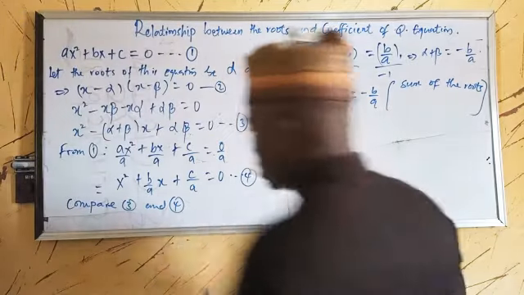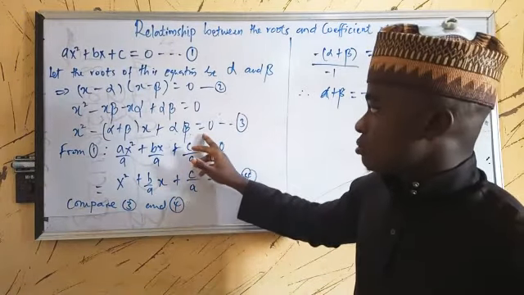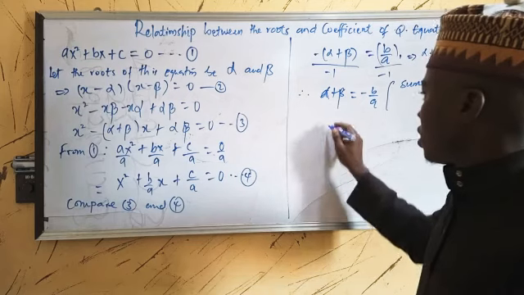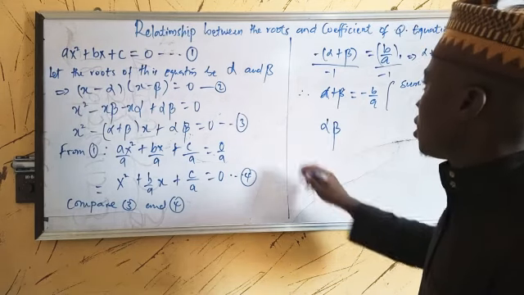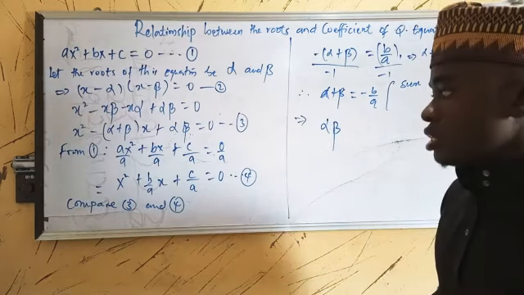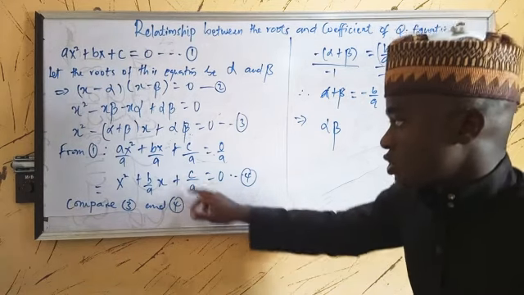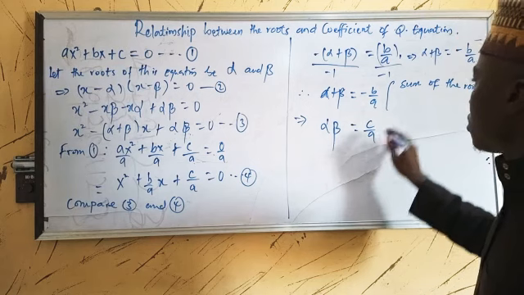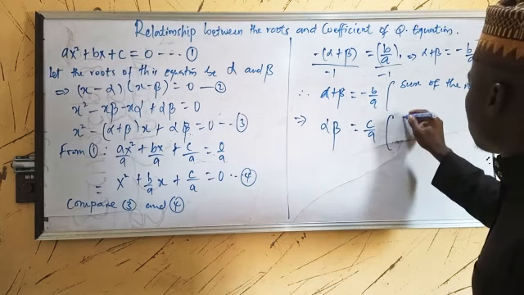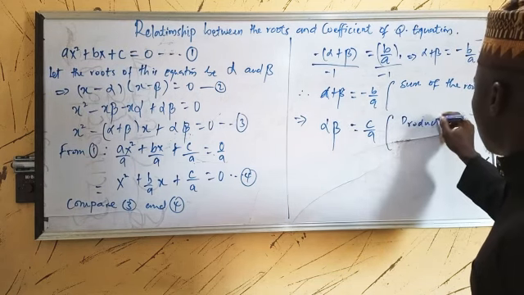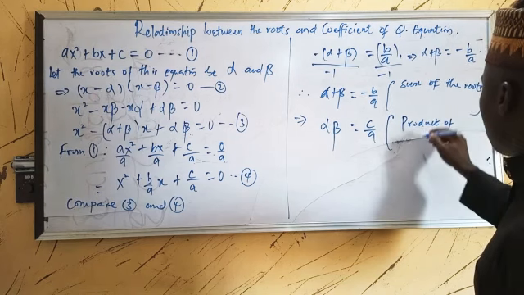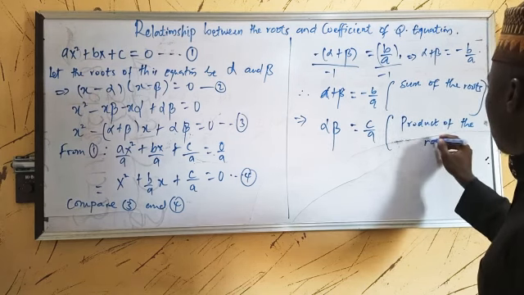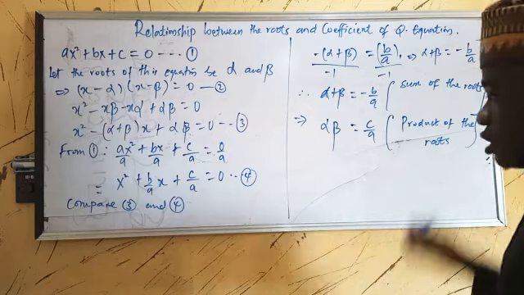So now you do the same thing. The constant term from 3 is alpha beta. Can you see? And what is the constant term from 4? C over A. So alpha beta equals C over A. This is the formula. So we call this one the product of the roots. Are you getting it now?